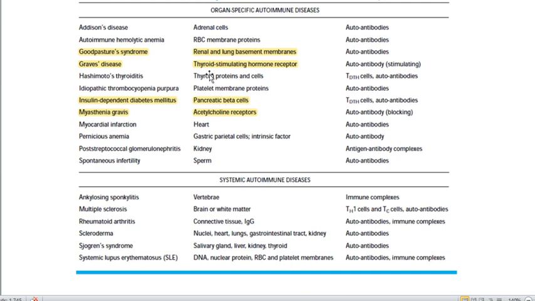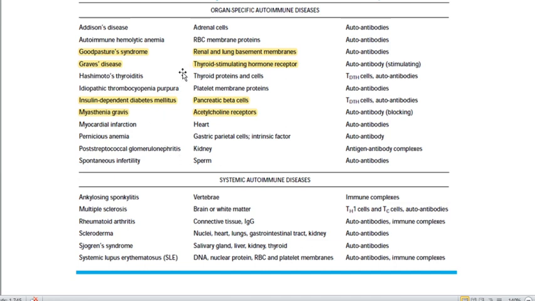Now we need to know a self antigen for the respective disease. If you take Addison disease, the self antigen is the adrenal cells, most commonly cells of the adrenal cortex. In autoimmune hemolytic anemia, the self antigen is located on the RBC membrane protein, whereas in idiopathic thrombocytopenia purpura, the self antigen is present on platelet membrane protein. Next, in Goodpasture syndrome, the self antigen is collagen, which means the collagen will be most commonly present in the basement membrane of renal and lung tissue.